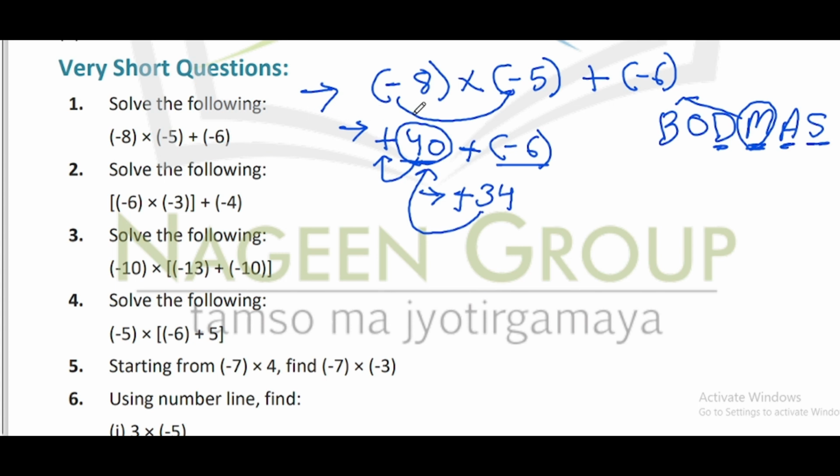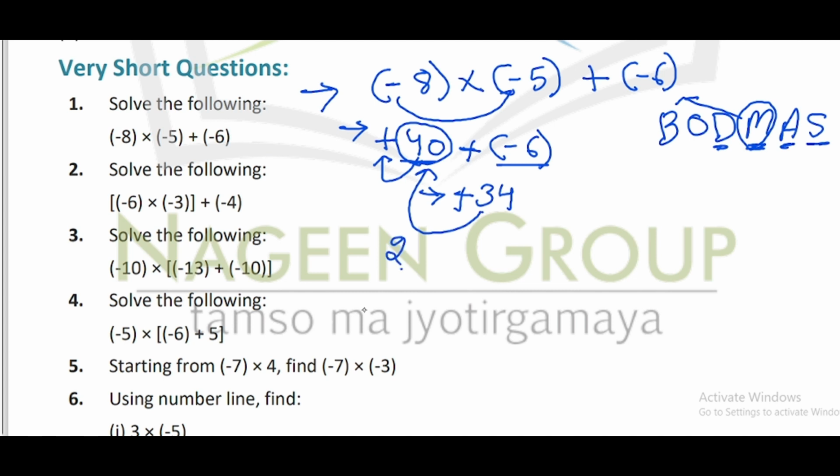Let's see. Minus 8 multiply with minus 5 add with minus 6. First we solve the multiplication, that is minus into minus, that is plus. Then multiply the numerals 8 into 5, that is 40, and add with minus 6. Then both the integers have opposite signs. Then we subtract 40 minus 6, that is 34. And the sign of the 34 depends upon the greater integer, which has sign positive. Then the right answer is plus 34. Let's see the next part.